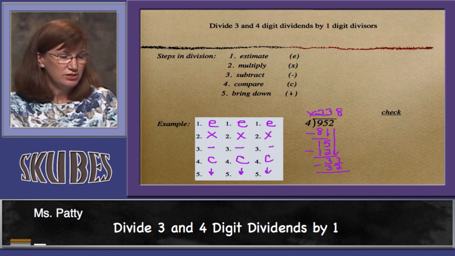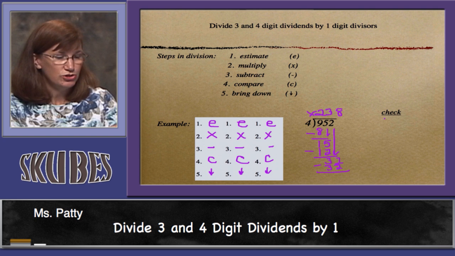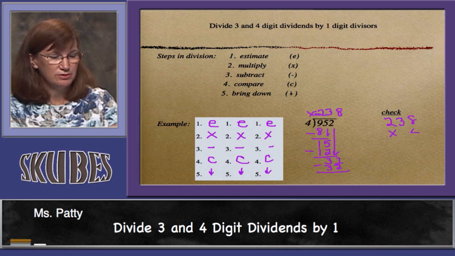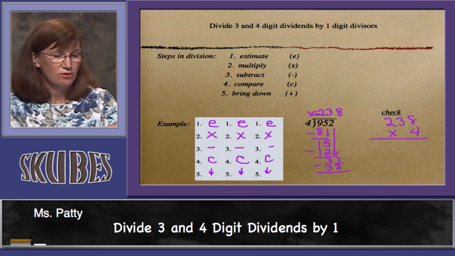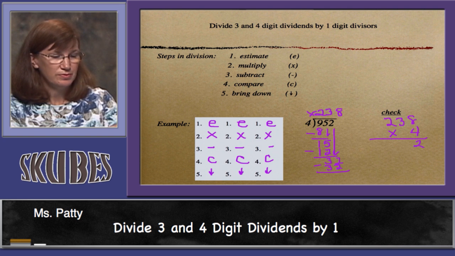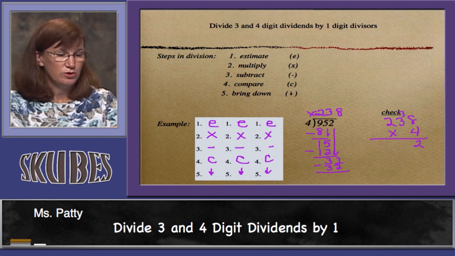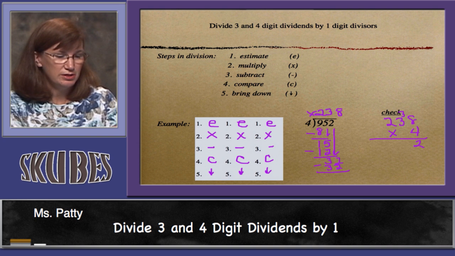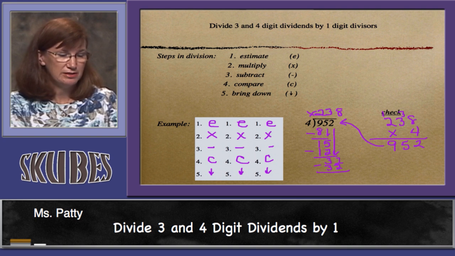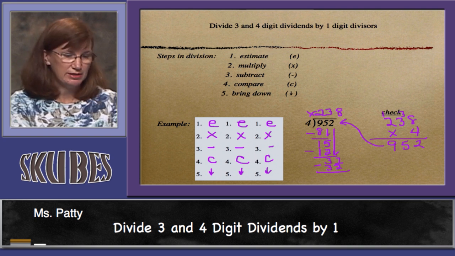The way to check division is very simple. You take your quotient, 238, and you multiply it by the divisor. 4 times 8 is 32. I'll carry my 3. 4 times 3 is 12. Plus 3 is 15. I carry my 1. 4 times 2 is 8. Plus 1 is 9. And the answer that I get is the same thing as my dividend. That tells me that I've done my division correctly.